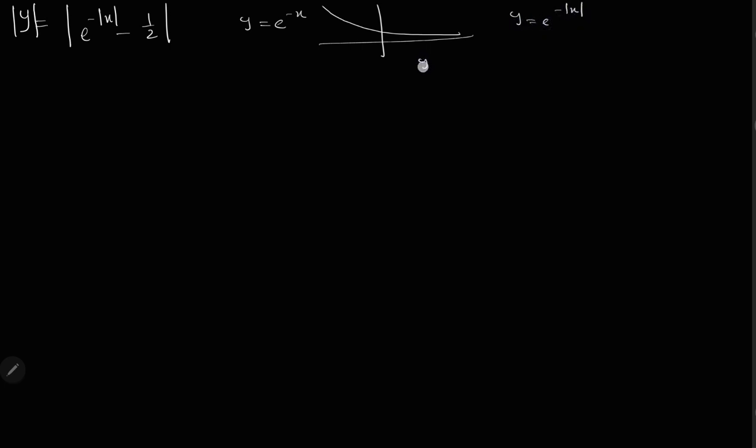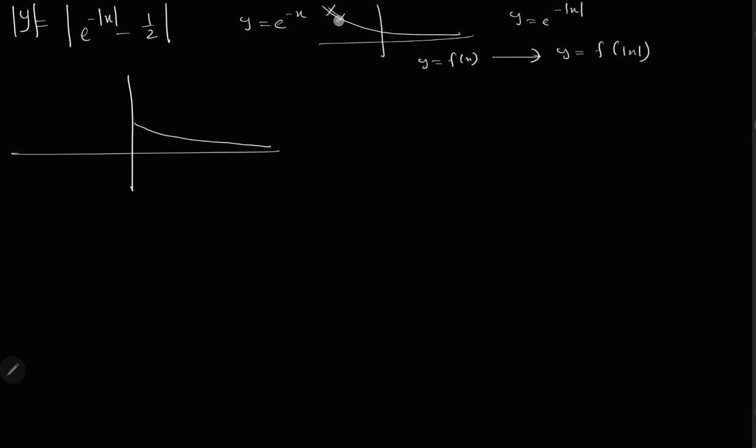So which transformation is this? y equals f of x transforms to y equals f of mod x. That is the transformation. So what will happen? The right side of the y axis you keep as it is. The left side you delete this portion and take its mirror image. Okay, so this is the graph of y equals e raised to minus mod x. This is (0, 1).